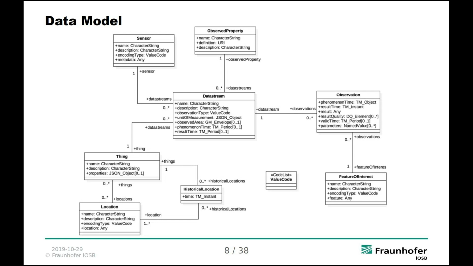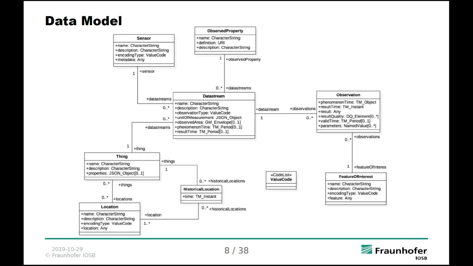So the data stream has some additional properties, like the unit of measurement. What unit am I measuring in, like kilogram or centimeter or degrees Celsius? And it also has the property observed area, which I think, probably most of the time, should be auto-generated by the server. It's actually some convex hull of all the locations of all the features of interest of the observations.